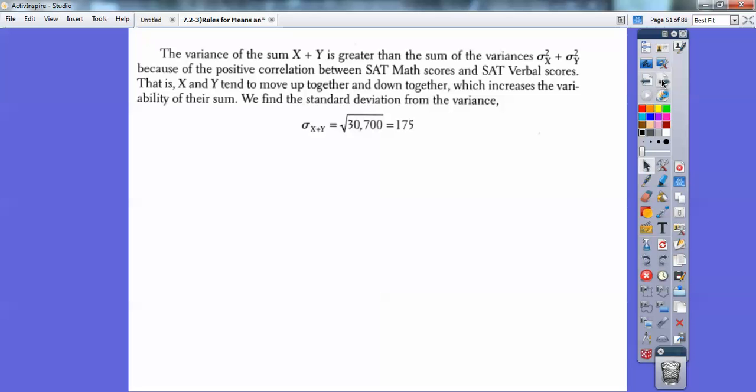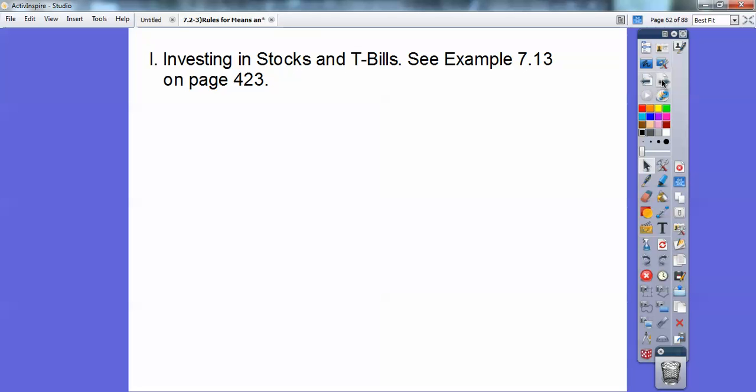So the variance of the sum, X plus Y, is greater than the sum of the variances, because of the positive correlation between the SAT math scores and verbal scores. In other words, X and Y tend to move up together and down together, which increases the variability of their sum. And we find the standard deviation from their variance. You just take the square root of that, so it's 175. So when they ask you to do that, you just plug the values into your formulas there.